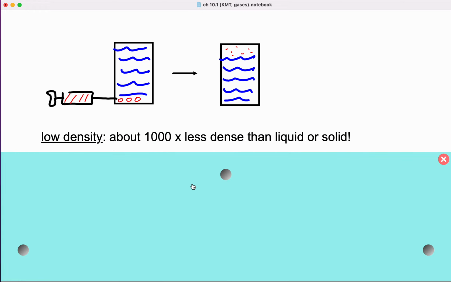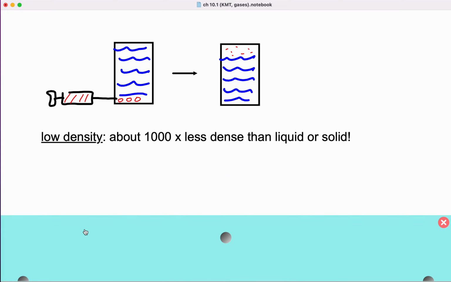As a matter of fact, for a given substance, the gas is about 1,000 times less dense than the corresponding liquid or solid, of course, depending upon temperature and pressure. Well, which part or parts of the kinetic molecular theory best explain why gases have low density? You can go back and look at the list, but pretty obviously it is because the particles are far apart.